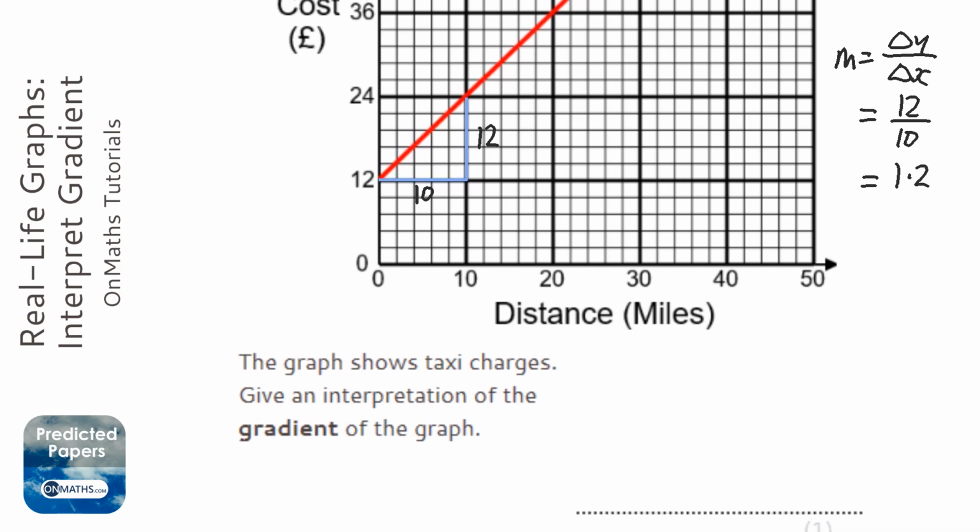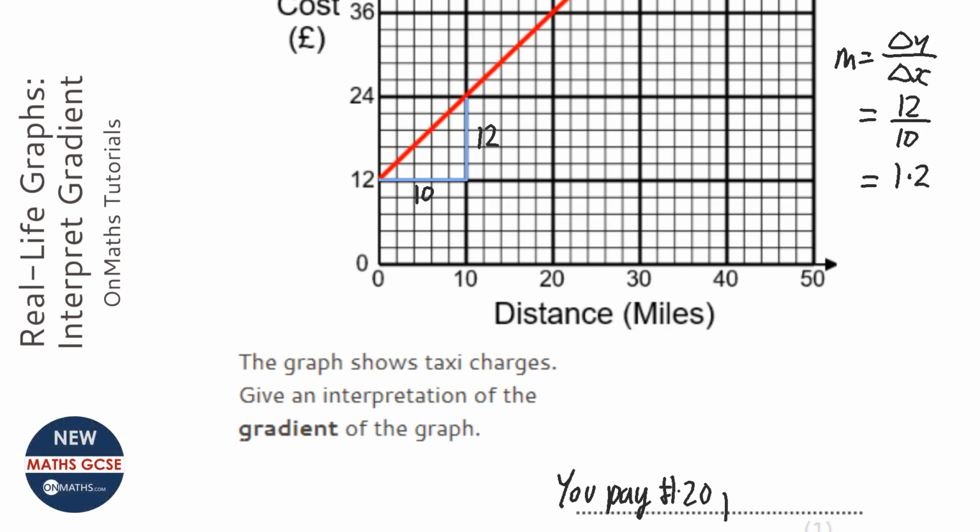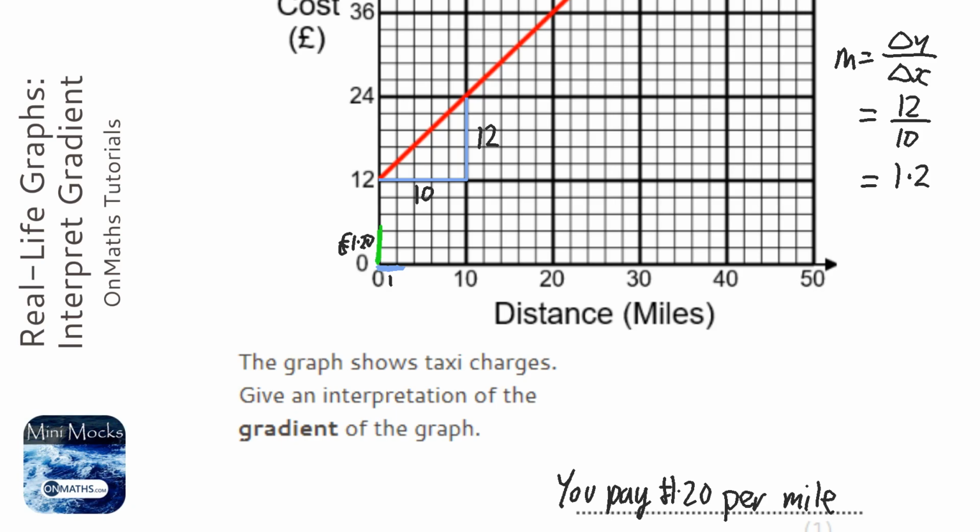And so our interpretation is that for every 1 mile you pay £1.20. Okay, so you pay £1.20 per mile. So the gradient always says for every one of these, how much of these are there. So for every 1 mile, there is £1.20 of payment.